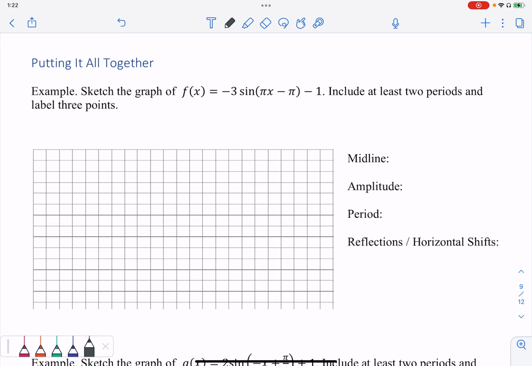Let's put it all together. Sketch the graph of f of x equals -3 times sine of the quantity pi x minus pi, minus 1. Include at least 2 periods and label 3 points.